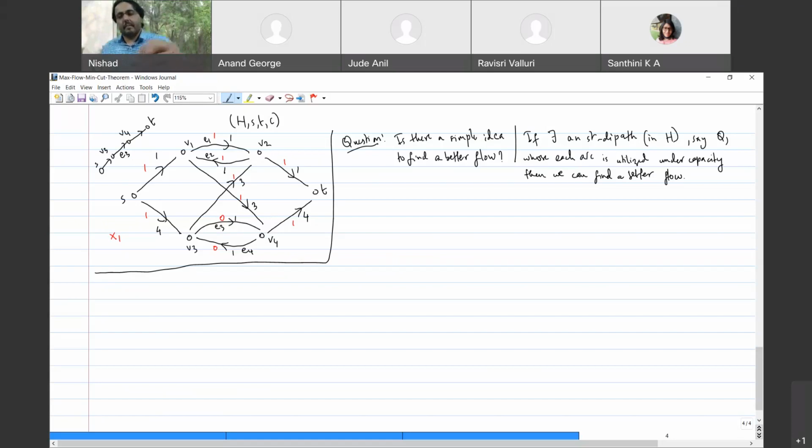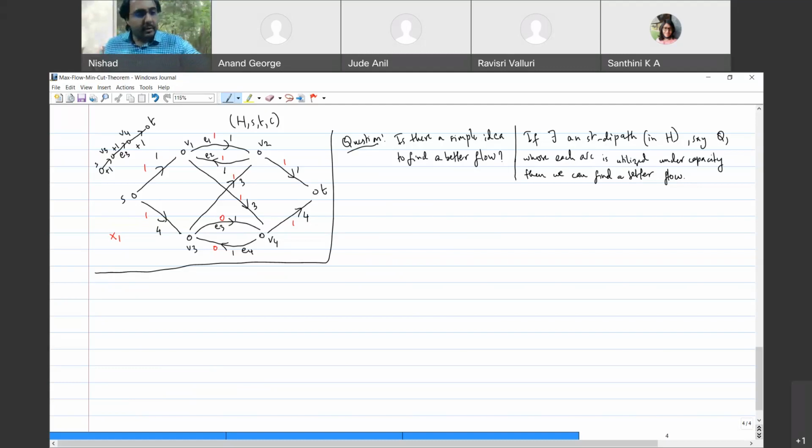Let's see how much we can increase. We can increase the first arc by 3, the second arc only by 1, and the third arc by 3 again. So the best we can do is increase everything by 1. And observe that if we add 1 to each of these x values, the conservation constraints will automatically be holding, because they were holding initially, and I'm just adding 1 at each point. So the incoming flow will increase by 1, and the outgoing flow will be increasing by 1 for every intermediate node, so V3 and V4. So let's do that and get a better flow.